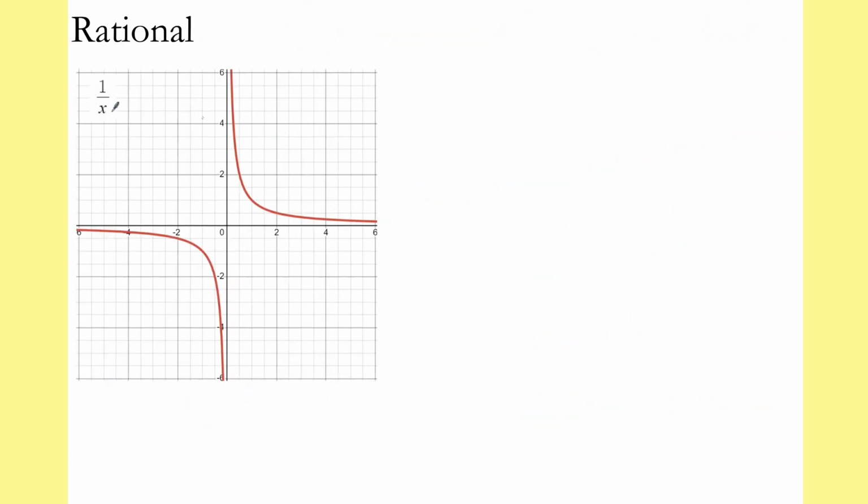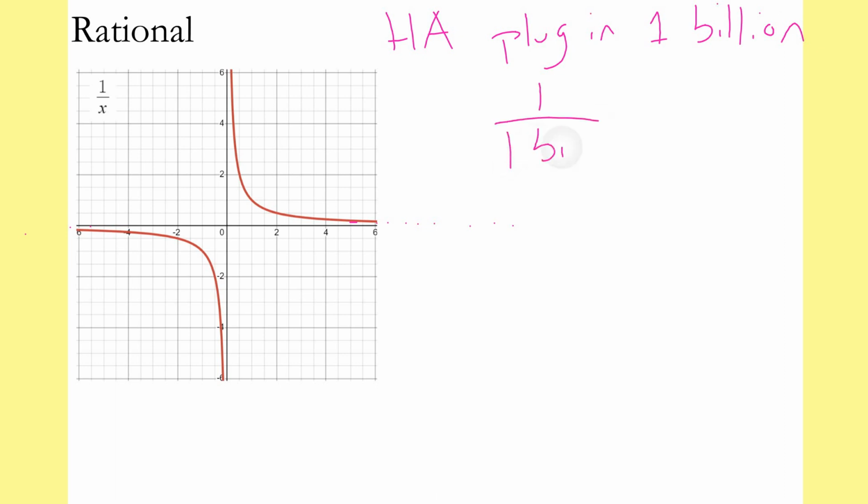All right, rational functions are when you have 1 over x. So again, they're going to go out to forever, so you can just plug in like a bajillion, right? So for the horizontal asymptote, let's plug in 1 billion. Well, into our graph, that's 1 over 1 billion. That's practically nothing. So your horizontal asymptote is y equals 0.